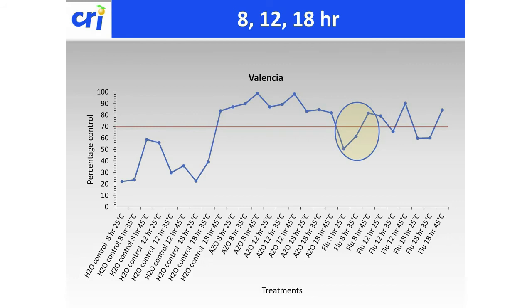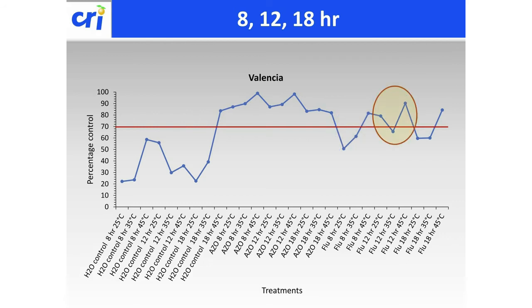Again, the vertical axis shows the percentage control, and the horizontal axis shows our treatments at different temperatures and hours after inoculations. Here we see azoxystrobin doing well throughout the treatment times, and fludioxonil doing well mostly at 45 degrees at 8 hours after inoculations.